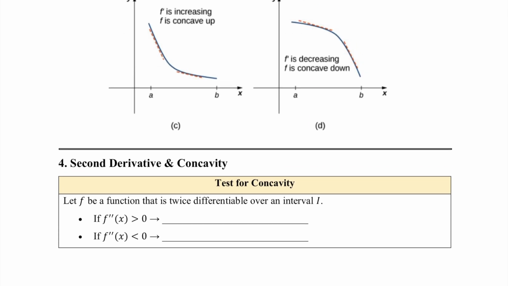Now, instead of checking whether the derivative is increasing or decreasing every time, there is a faster way to do this. This leads us to the second derivative test for concavity. Now, assuming that the function is twice differentiable, that means we can keep taking derivatives twice without any problem. We can use the following test. If the second derivative is greater than 0, then the function is concave up. If the second derivative is less than 0, then the function is concave down.